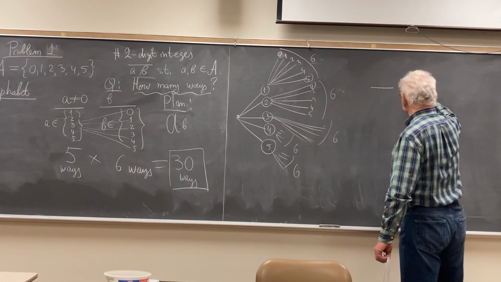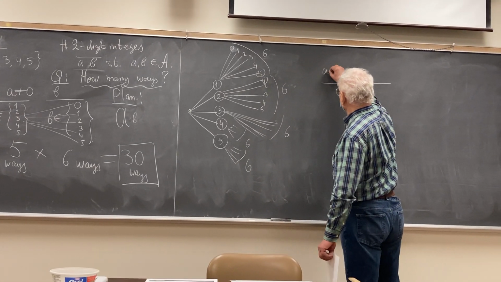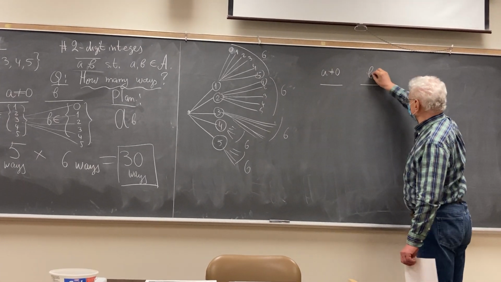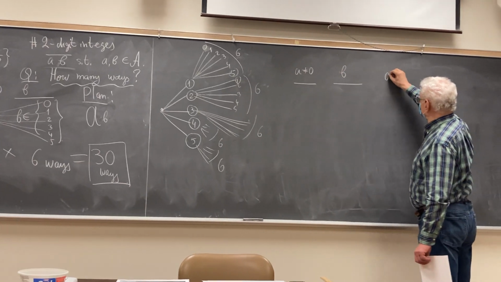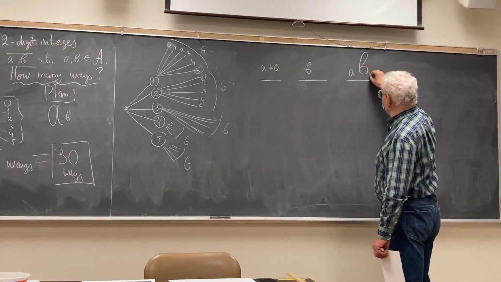Okay, let's check the other way around. Let me start again. A is not equal to 0, this is B, and now we start with letter B. So first letter B.